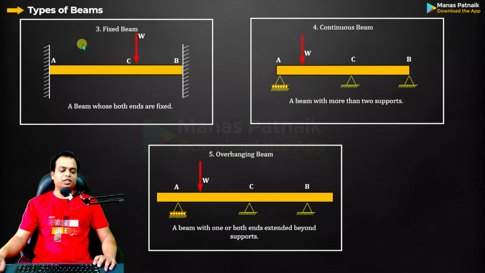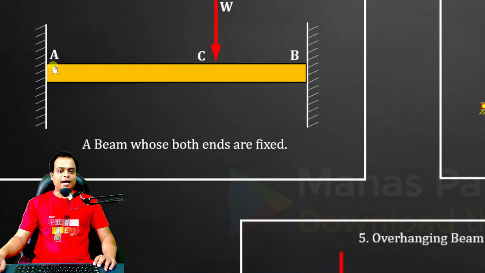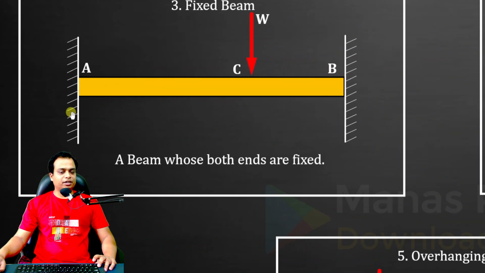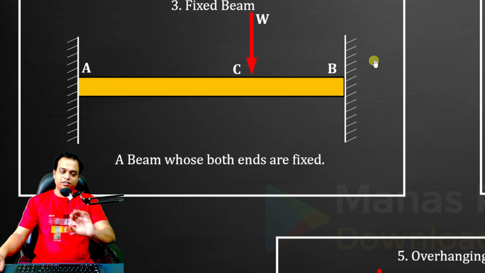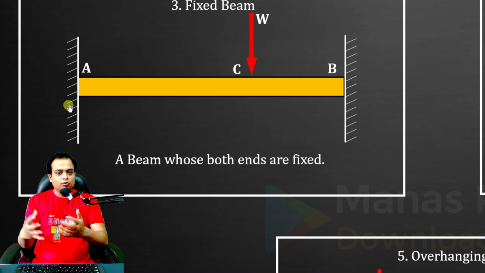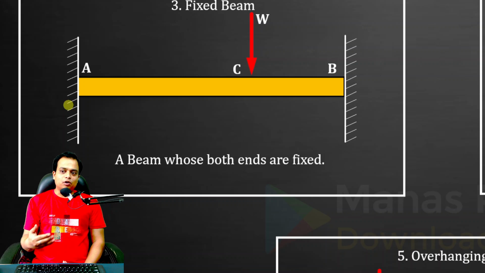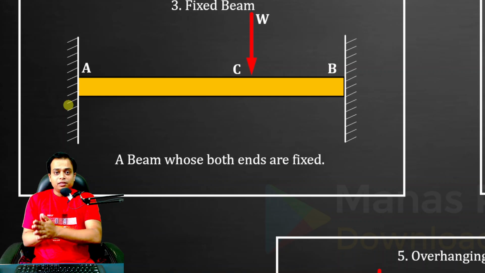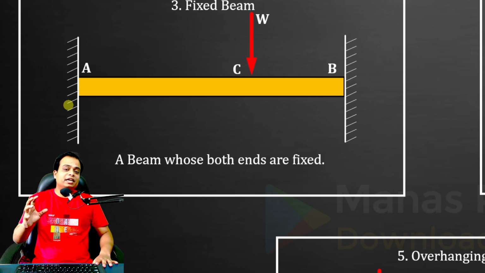Thirdly, let us talk about a fixed beam. A fixed beam has both the ends fixed. Two walls, you can say. At A and B, you can clearly see, and there is some load over here. If you remove these fixed supports, you have to replace them with appropriate reactions and twisting moments. Twisting moments as a concept will be covered in mechanics of solids, and there is a special chapter for fixed beams. These rather fall in the category of statically indeterminate beams.